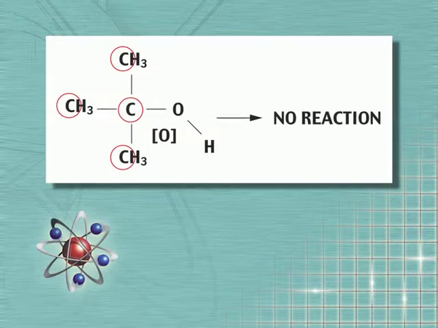Tertiary alcohols cannot be oxidized, because there is no hydrogen atom on the carbon of the C-OH bond, so two hydrogen atoms cannot be removed across the C-O bond.